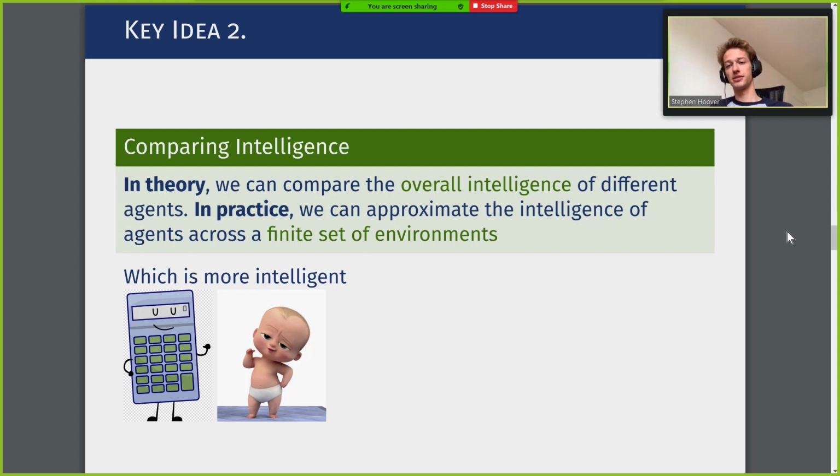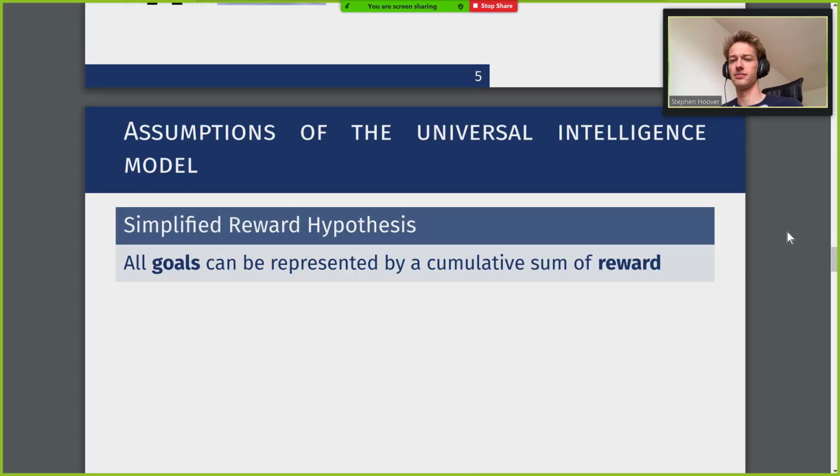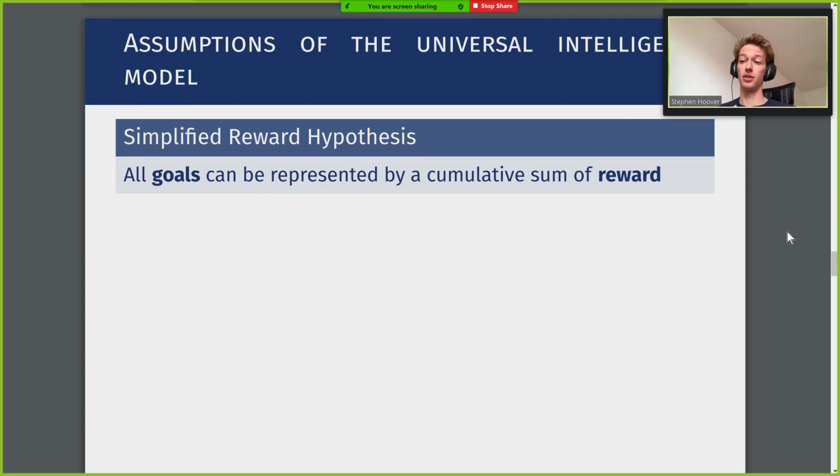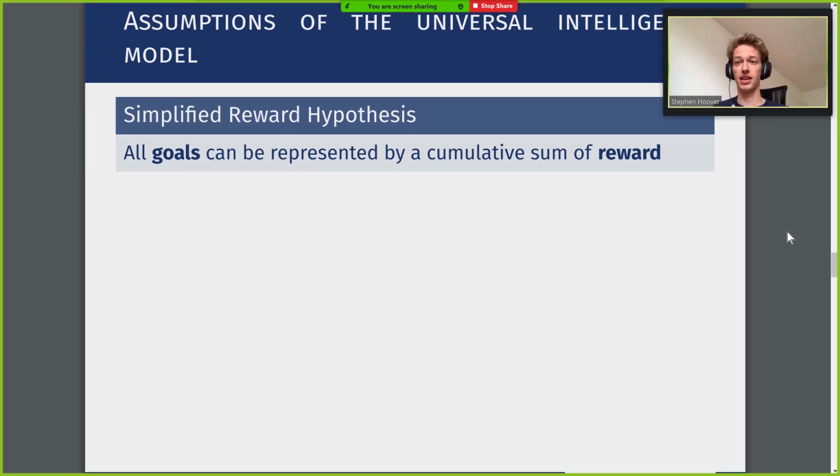Now, a feasible solution to this might be to compare the intelligence of a calculator at some task versus the intelligence of a baby at some task. For instance, the calculator can't burp, it can't be patted on the back, because it doesn't have the sensory system for any of these things. I think we can go on to the next slide. The key ideas are that we have a definition and in theory we could use it, but we can't in practice.